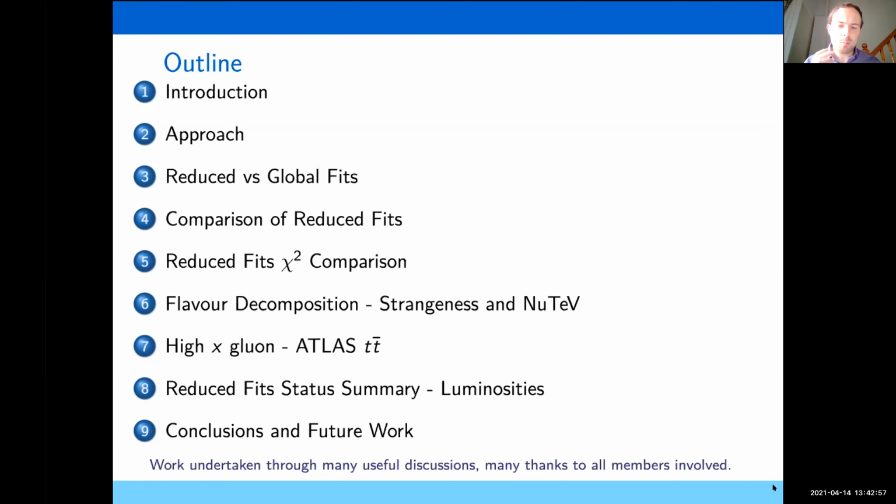I'll then move on to the actual benchmarking itself, which will involve comparing these reduced fits against one another in terms of the PDFs, in terms of the chi-squareds. I'll then briefly, towards the end, look at 2 of the areas of difference that we've been examining in the benchmarking, and these are in terms of the flavor decomposition and the strangeness. That's relevant in particular for the NuTeV data treatment, and also the high-x gluon region, which is of obvious relevance for the global PDF fits. And so far, we've been focusing on benchmarking the ATLAS t-tbar data here. I'll then conclude and show some luminosity comparisons as well. So if we move on to the next slide, please.